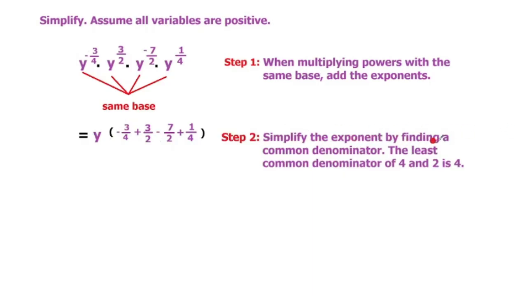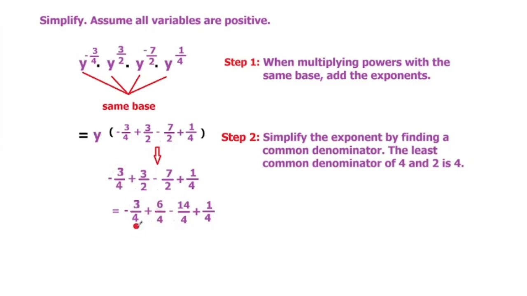simplify the exponent by finding a common denominator. The least common denominator of 4 and 2 is 4. So we could see the denominator is either 4 or 2. So the least common is 4 for these. Okay, so let's just work with the exponent right now. Okay, so let's put them all with their common denominators of 4.